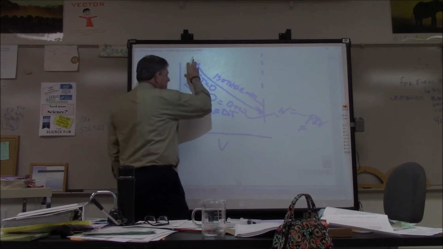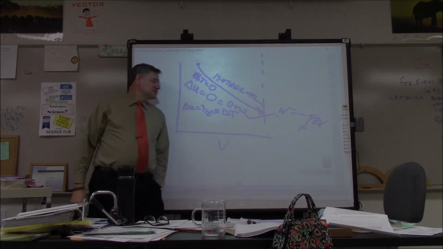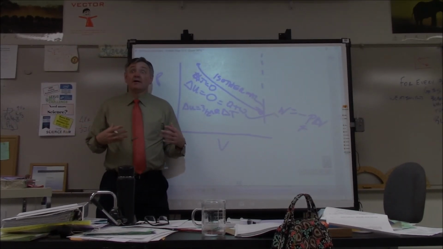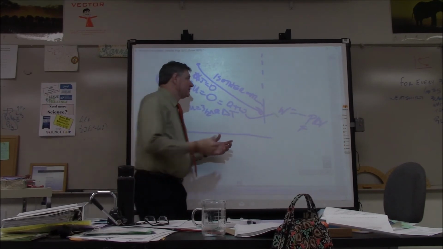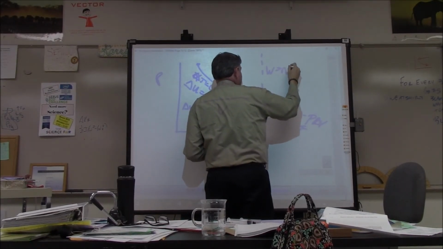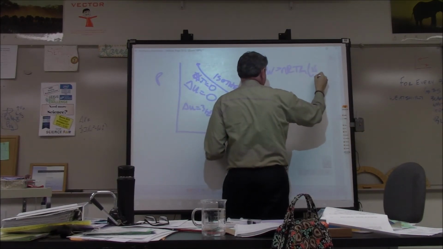All right. So delta U is going to equal 0. So how can I find the work? Can I find the work? Yes, I can. Work equals nRT natural log, because it's a curve, of Vi over Vf.